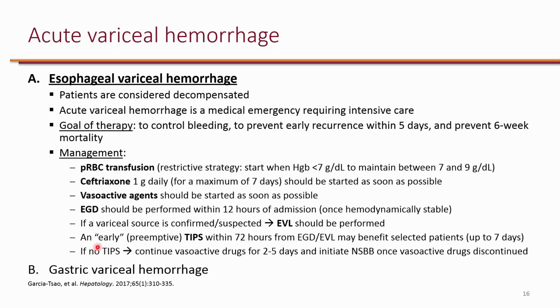For some patients, an early or preemptive TIPS within 72 hours from EGD or EVL may be beneficial, up to 7 days. Now, if patients do not get TIPS, then vasoactive agents that were started before EGD should be continued for 2 to 5 days. And also, at this point, patients should be started on non-selective beta blockers once vasoactive drugs are discontinued, which happens after 2 to 5 days.